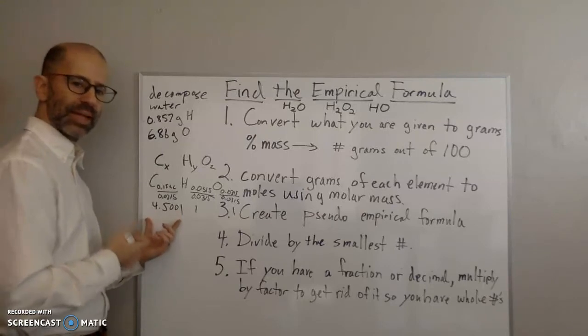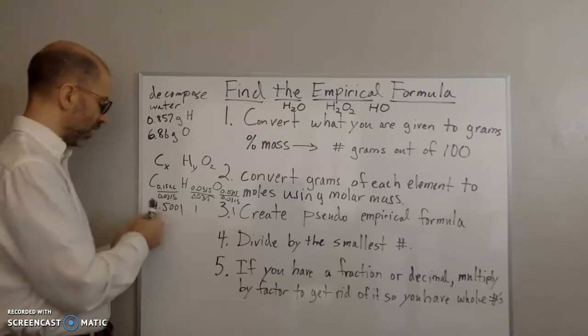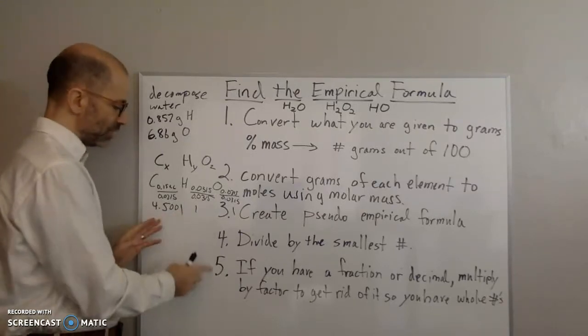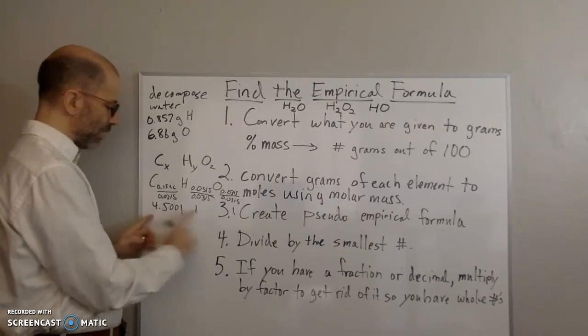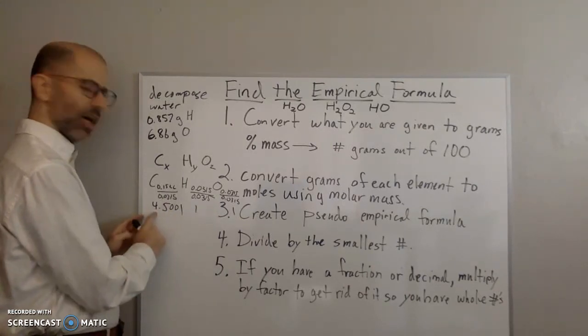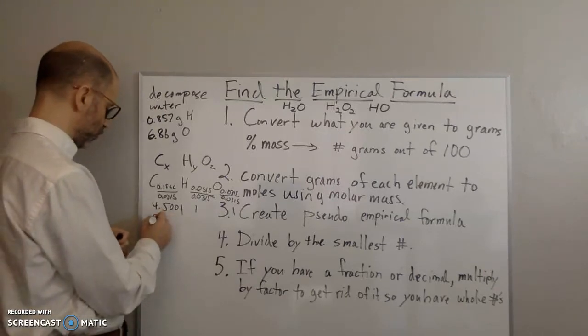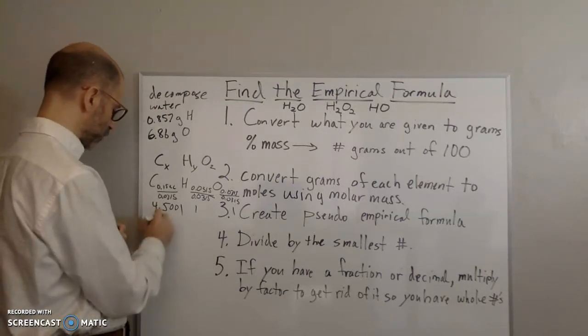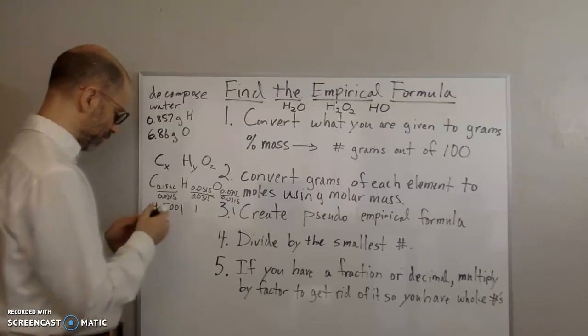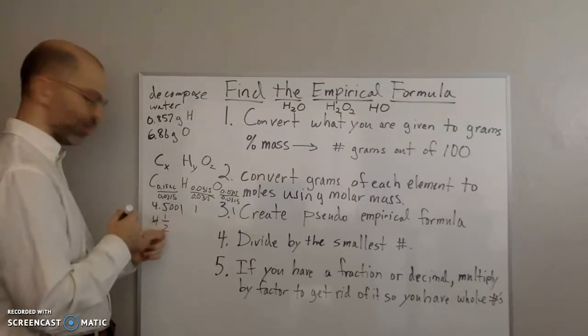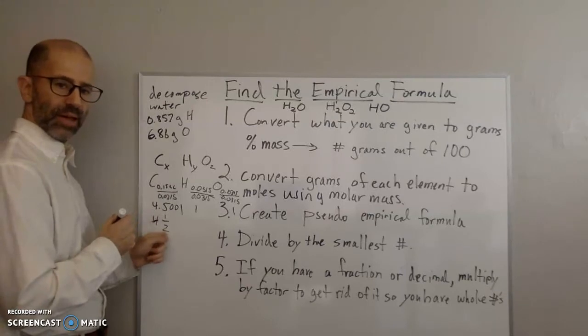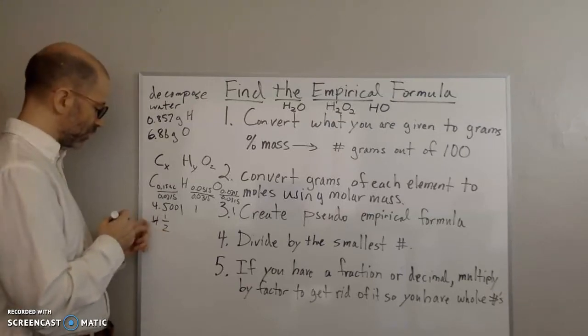If you get something like that, then the last step is you multiply by a factor to get rid of the 0.5. So the 0.5 is 1/2. So this would be the same as 4.5. So you multiply to get rid of the denominator, the half. So you multiply by 2.